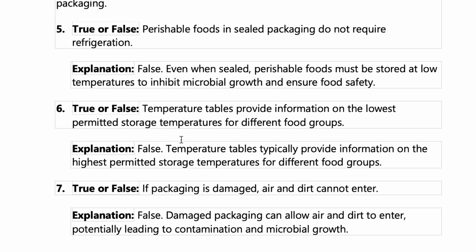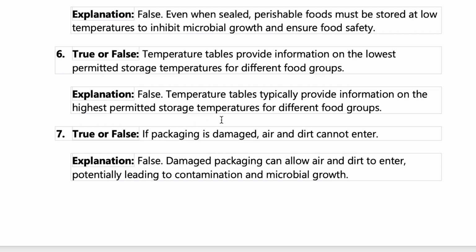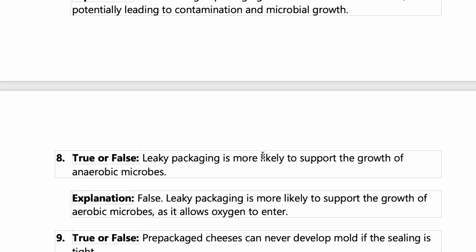Number six, temperature tables provide information on the lowest permitted storage temperature for different food groups. It provides the highest permitted, not the lowest. Number seven, if packaging is damaged, air and dirt cannot enter. It's false, obviously, because damaged packaging can allow air and dirt to enter, leading to contamination.